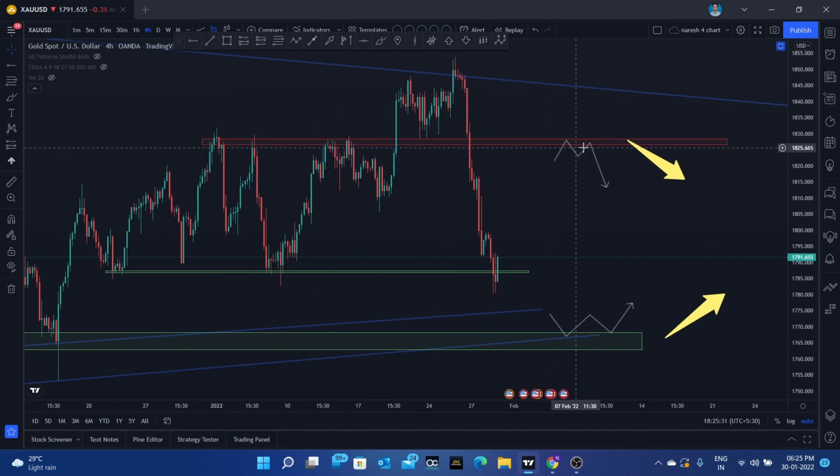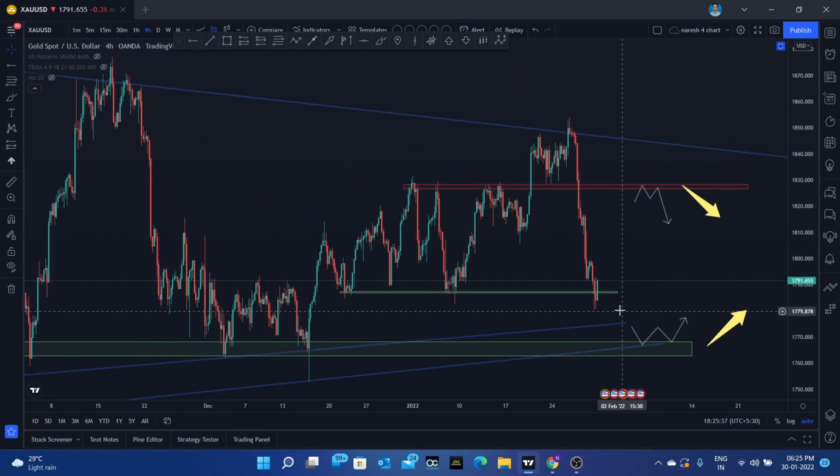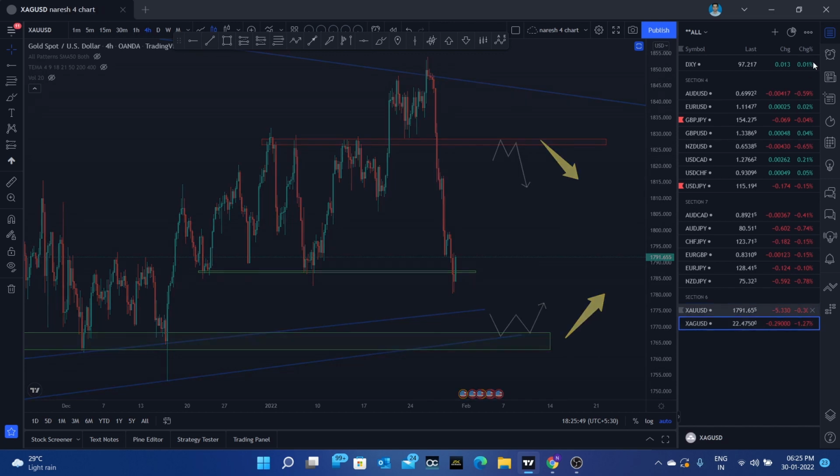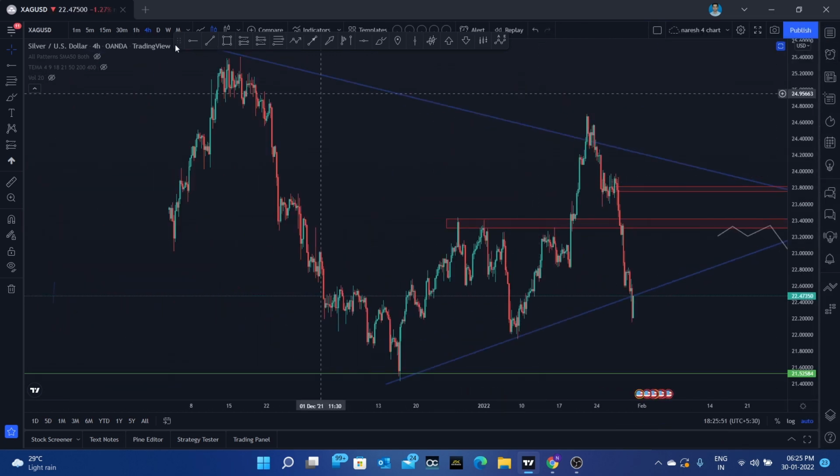If it is forming some kind of consolidation and dropping here, you can go for short entry and take this as a target. If it is coming to this area, forming some kind of support and a very good momentum, you can go for long entry, guys. So that would be for gold. Let's go with silver, guys.